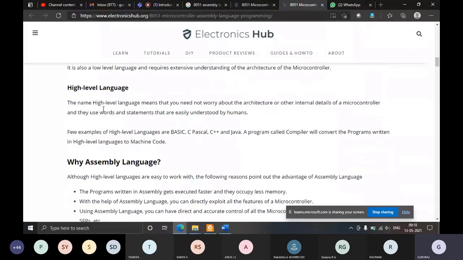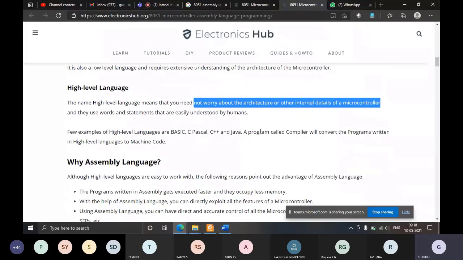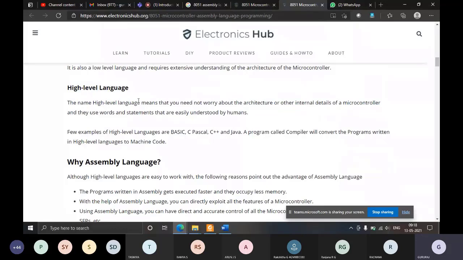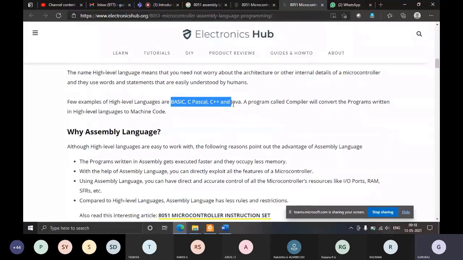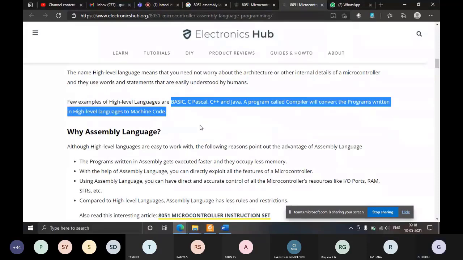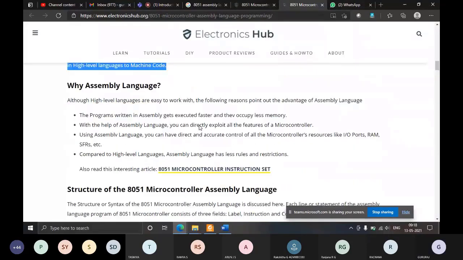So next comes the high level language. That means you need not worry about the architecture or internal details of the controller. You need not worry about how many registers there are, or what the width of the register is, 32-bit or 16-bit. No need to worry whenever you write the code in a high level language, because it is machine independent code. They use words and statements easily understood by humans. Examples are C, C++, Java, which are machine independent high level languages.